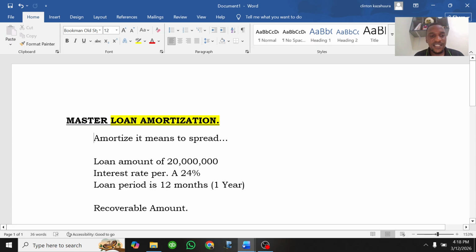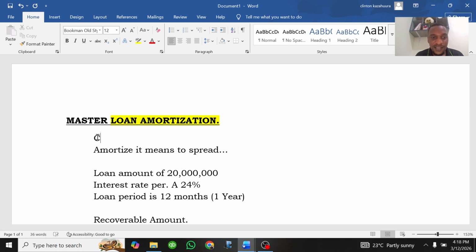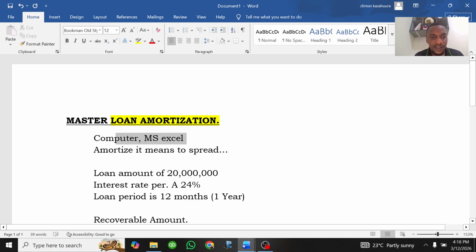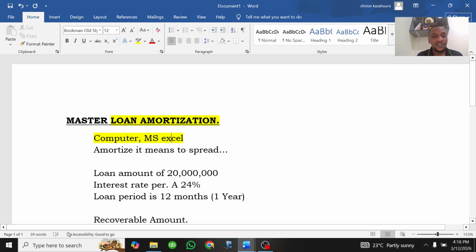So all you need is something very simple. You need a computer and also Microsoft Excel, nothing else. These are the only tools that you need. You don't need internet, you don't need anything. Just a computer and Microsoft Excel to do what I'm going to do.